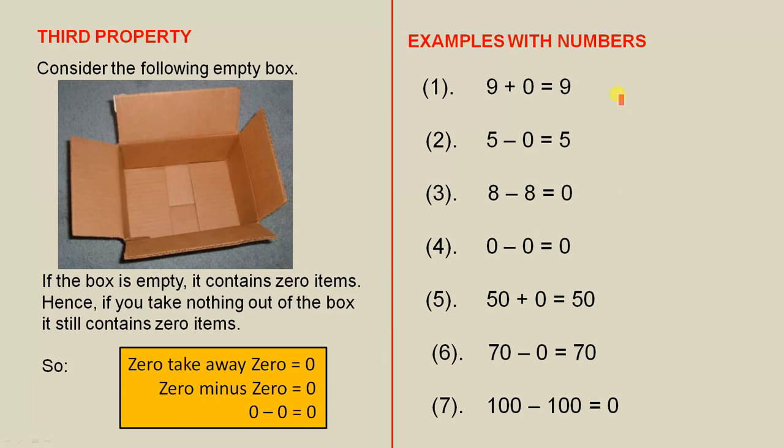Let's do some quick examples again, just using some numbers. 9 plus 0 is 9. 5 take away 0 is 5. 8 take away 8 is 0. 0 take away 0 is 0. 50 plus 0 is 50. 70 minus 0 is 70. And 100 minus 100 is 0.